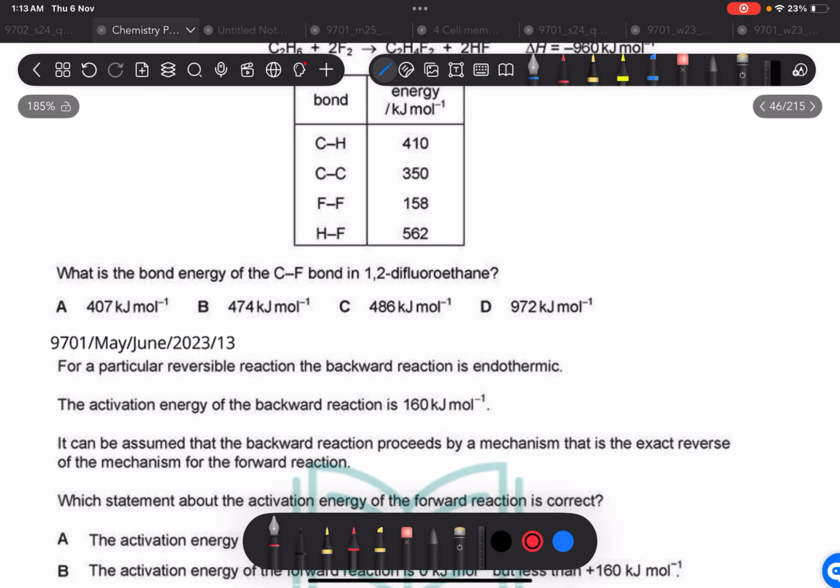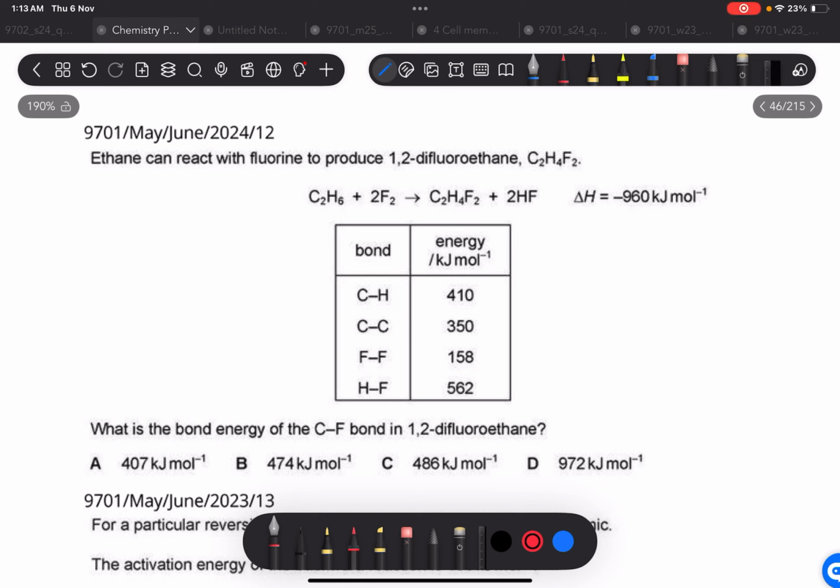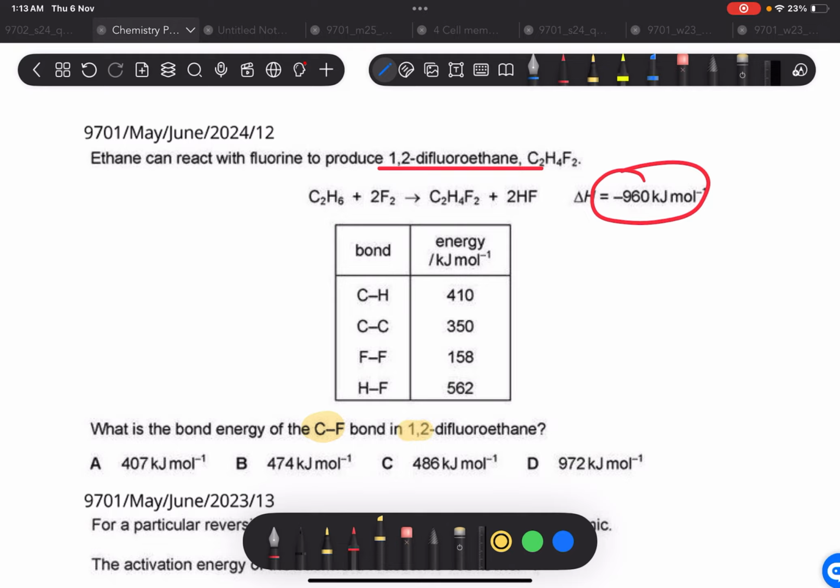Moving on. Okay, now we have to do a lot of calculations. Ethane can react with fluorine to produce 1,2-difluoroethane. That is what we know after studying organic. This is the enthalpy change. What is the bond energy of this C-F bond in 1,2-difluoroethane? Okay, a very good question. So now we have to draw the bonds. I'd highly recommend you guys to draw all the bonds.